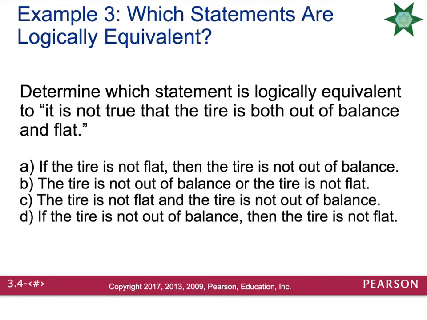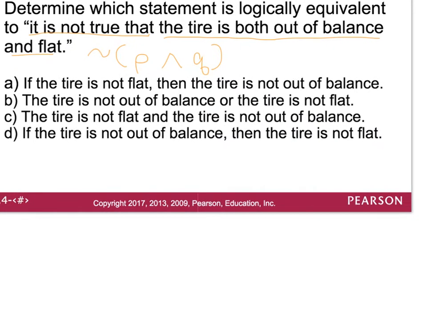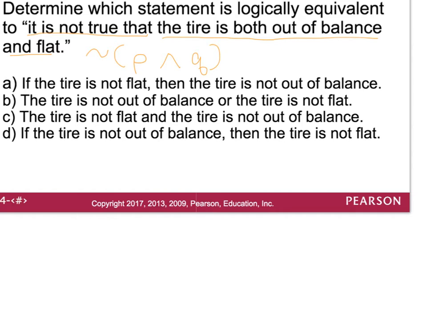So let's first translate, it is not true that. It is not true that is a negation of a compound statement. So we'll put the negation out front, and then we'll need to put our parentheses for our compound statement. It is not true that the tire is both out of balance. So we'll have the tire out of balance as P, and flat. We'll have the tire being flat as Q. This is an and statement, so we'll use the conjunction symbol. Now we'll have to go through and translate each of the other phrases into their symbols, and then we'll go through and see which ones are equivalent.